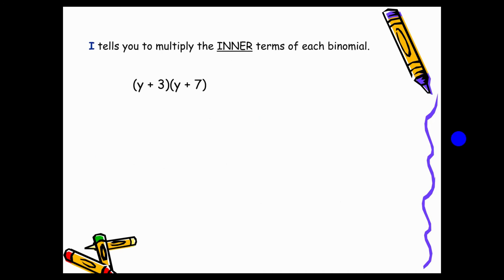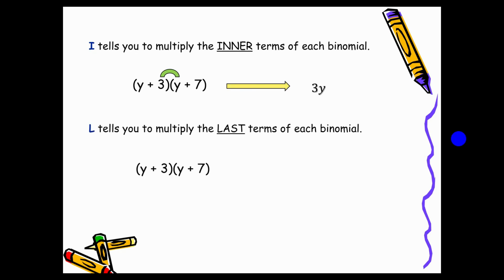The next one is I. I tells you to multiply the inner terms of each binomial. The inner terms here are 3 and y. When you multiply this, it will become 3y. And the last one is L. L tells you to multiply the last terms of each binomial. The last terms here are 3 and 7. When you multiply this, it will become 21. So this will become y squared plus 7y plus 3y plus 21.